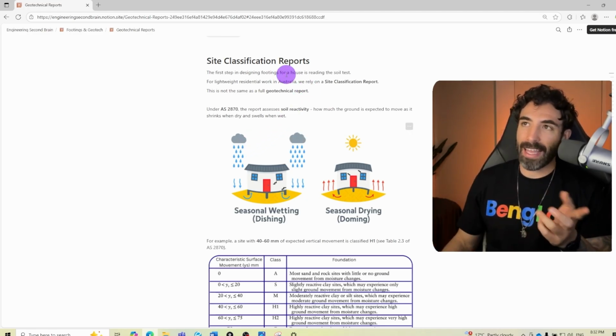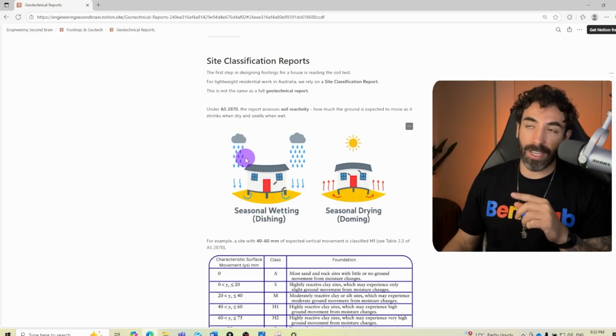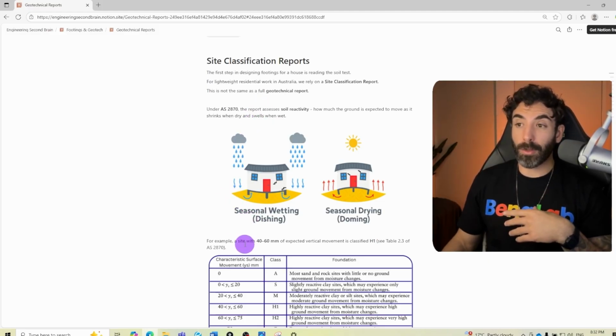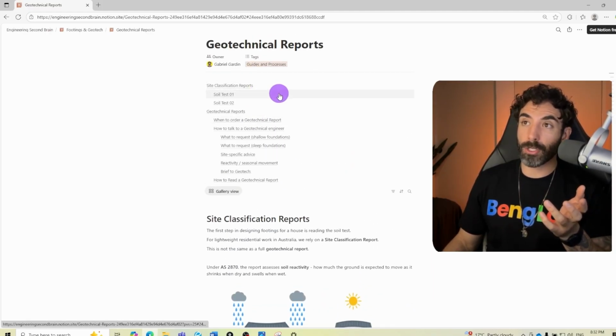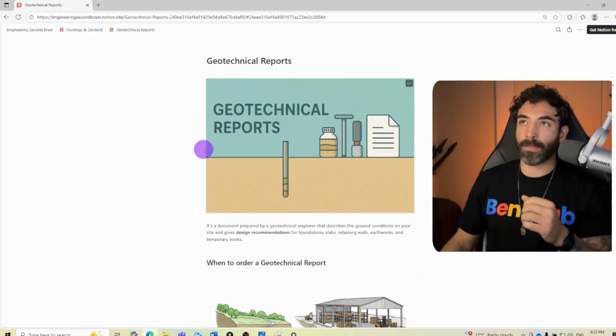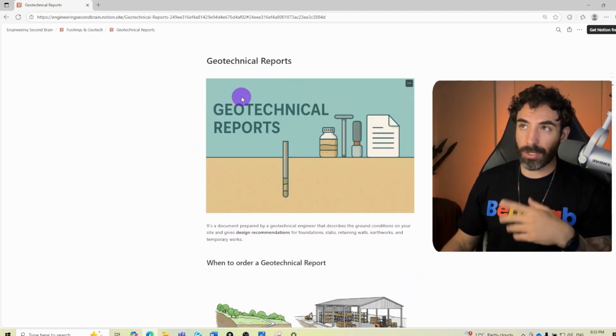We talked about that in the previous lesson on site classification reports, and we also talked about some common footing systems that can be used for each site classification. But today we're going to talk about a full geotechnical report. First things first, what is a geotechnical report?